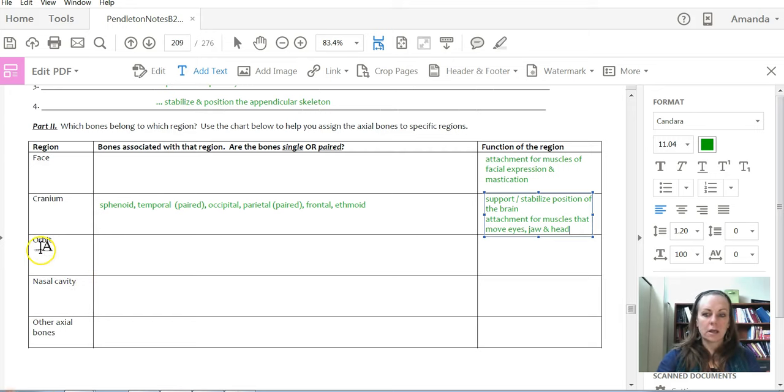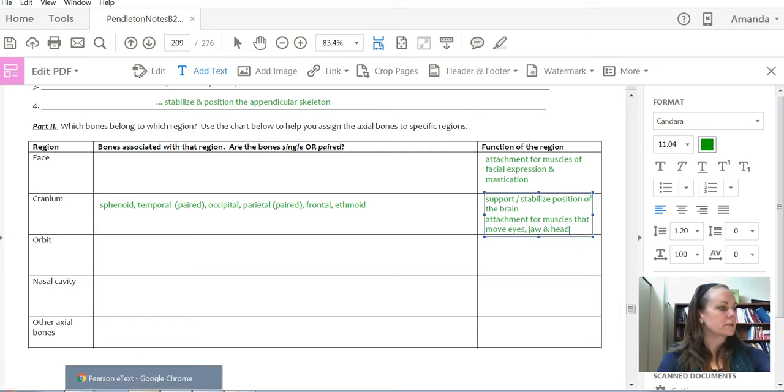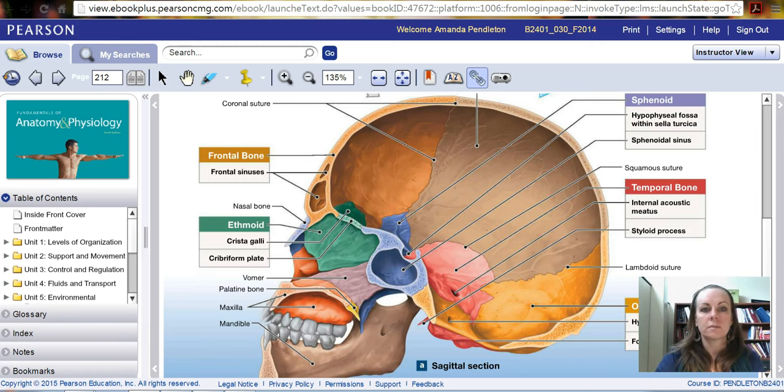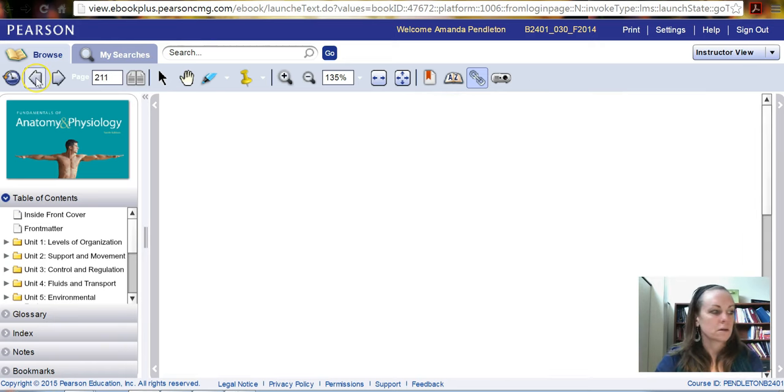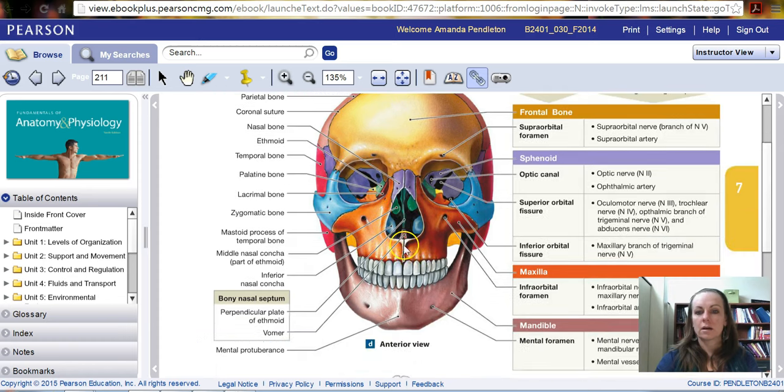Okay. Now orbit, again, a great image in your textbook is going to be found right here, and so the orbit is going to be commonly thought of as your eye socket. Okay, and so you would list any of the bones that you see there.